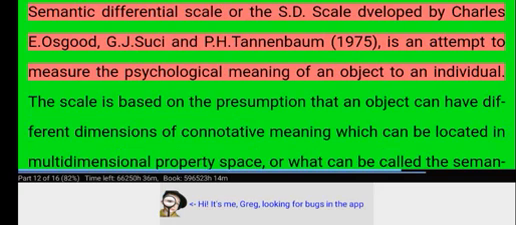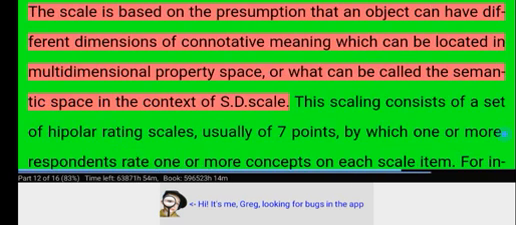Semantic differential scale, or the SD scale, developed by Charles E. Osgood, G.J. Suci, and P.H. Tannenbaum, 1957, is an attempt to measure the psychological meaning of an object to an individual. The scale is based on the presumption that an object can have different dimensions of connotative meaning which can be located in multidimensional property space, or what can be called the semantic space in the context of SD scale.